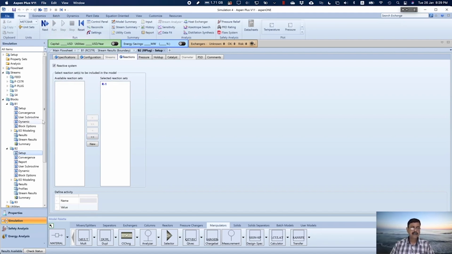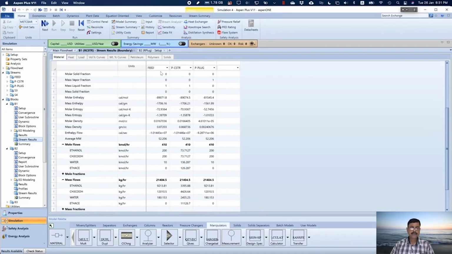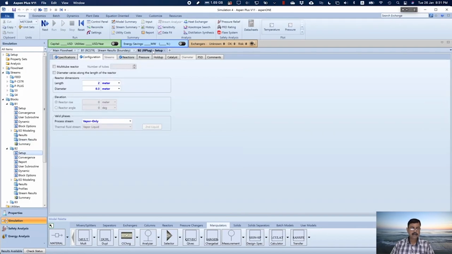So results are available again. Just go to the stream result of the CSTR and add in the result for the plug flow reactor as well. So unfortunately, we don't see any reaction happening in the plug flow reactor, as if the feed has entered and come out of the plug flow reactor without producing any water or ethyl acetate. But that cannot happen. We must have made some mistake. Let us go back to the plug flow reactor and see what mistake we have made.